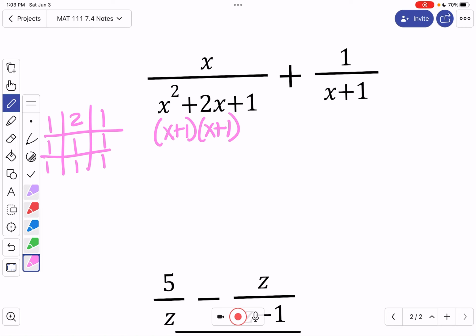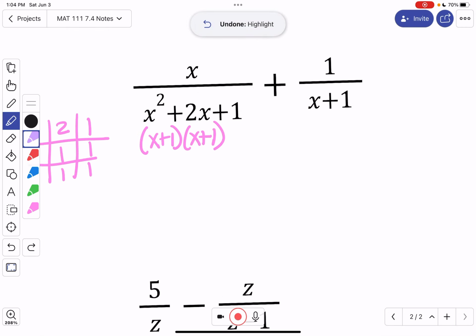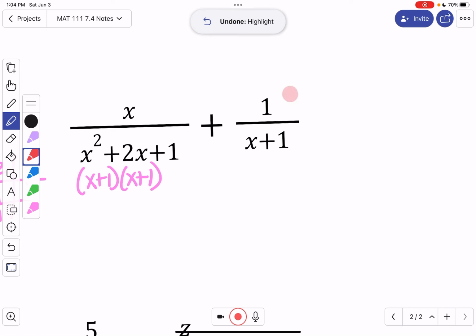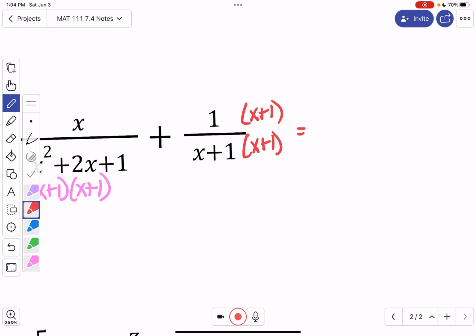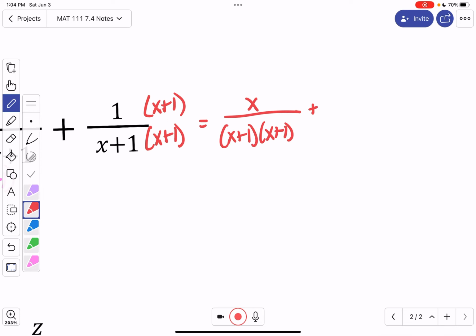Now, we could do the same thing. We could multiply the first fraction by x plus 1 and the second fraction by 2 of those. But because they're the same, we can skip a step and just multiply this one by one of the x plus 1s, because then we'll have the 2 on the bottom that the first one has. So our first fraction is going to stay x over x plus 1, x plus 1. And then our second fraction, once we distribute that 1, would be x plus 1 over x plus 1, x plus 1.